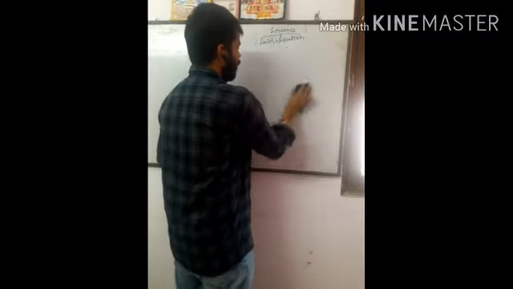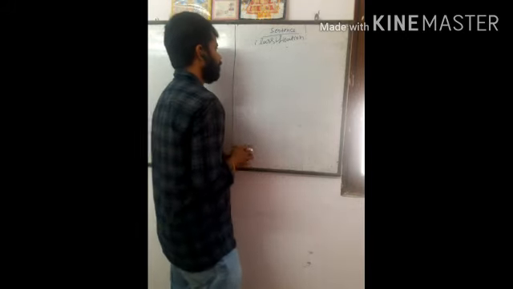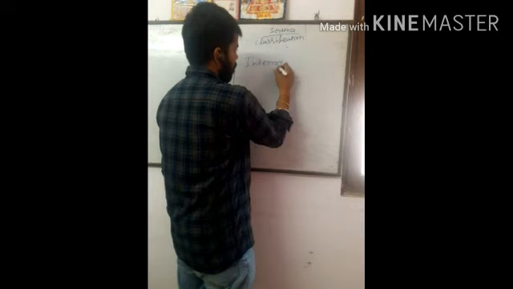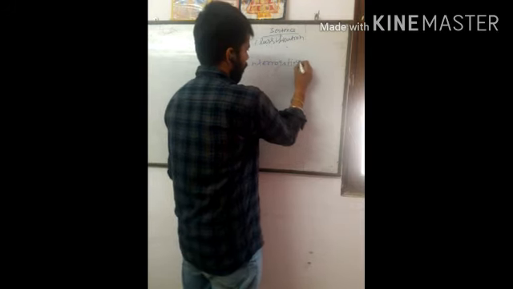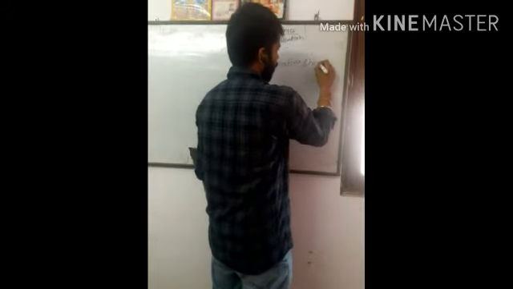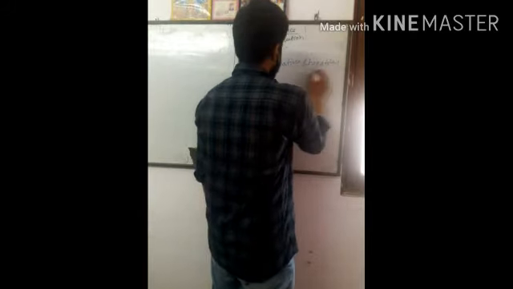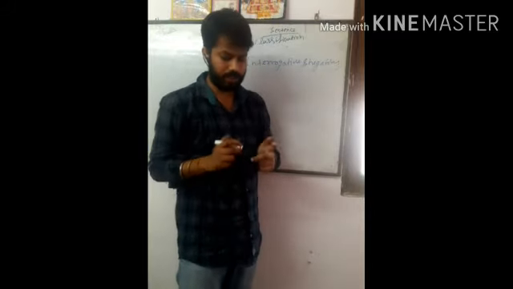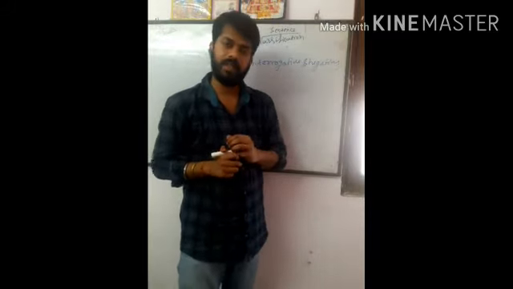Now the next is interrogative and negative. Interrogative and negative. A sentence which has interrogative and negative words is called an interrogative and negative sentence.